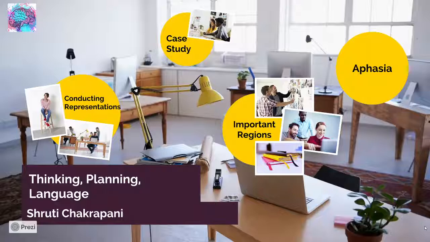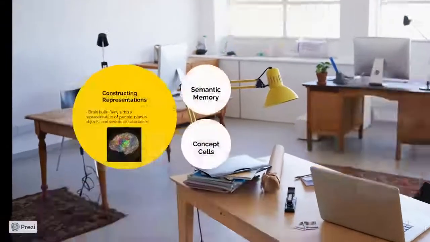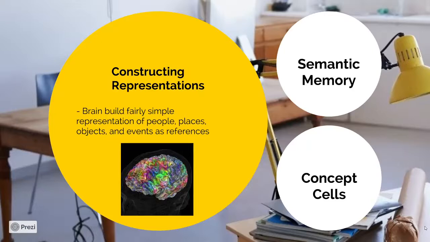Chapter 5: Thinking, Planning, and Language. Constructing representations. The brain builds fairly simple representations of people, places, objects, and events as references.